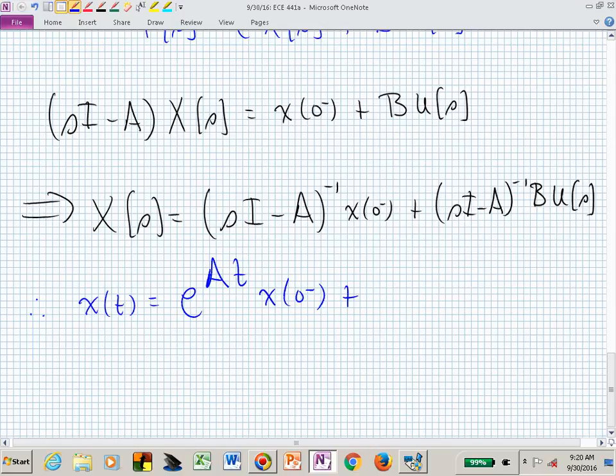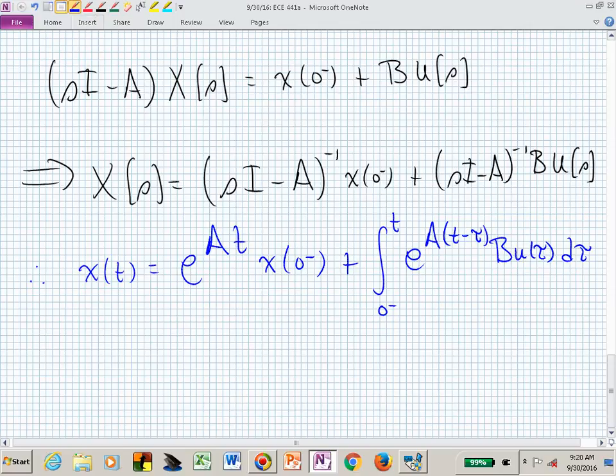But we now can have two pieces: (sI minus A) inverse, that's one frequency domain term, and capital U of s, that's another. We need to convolve those. Now we have this convolution integral with matrices, which is the integral of e to the A(t minus tau) B u of tau d tau, where this piece, e to the At, is our state transition matrix.